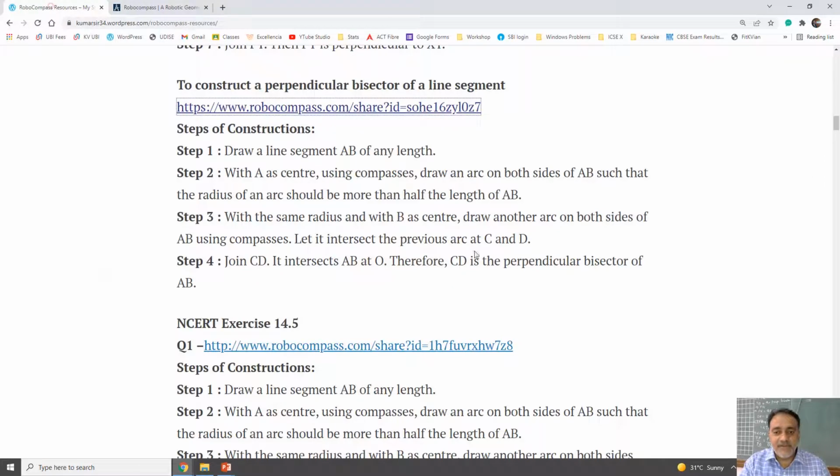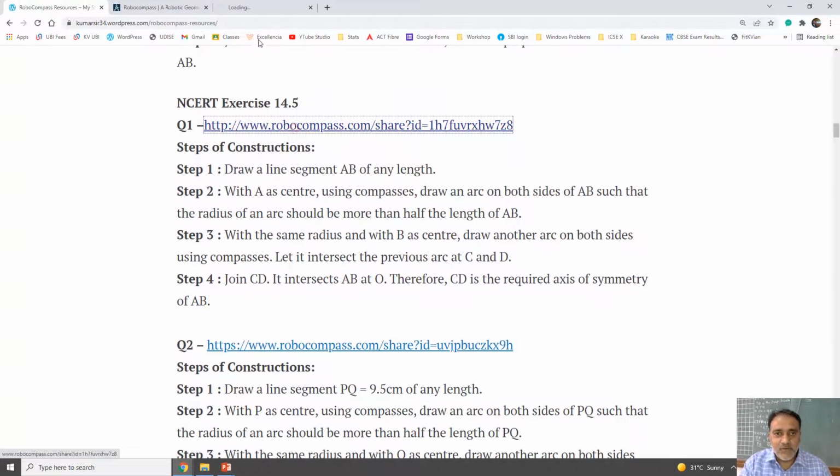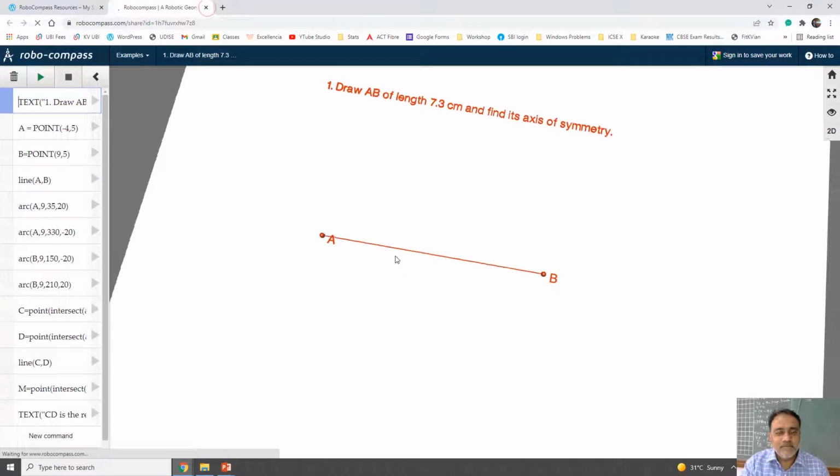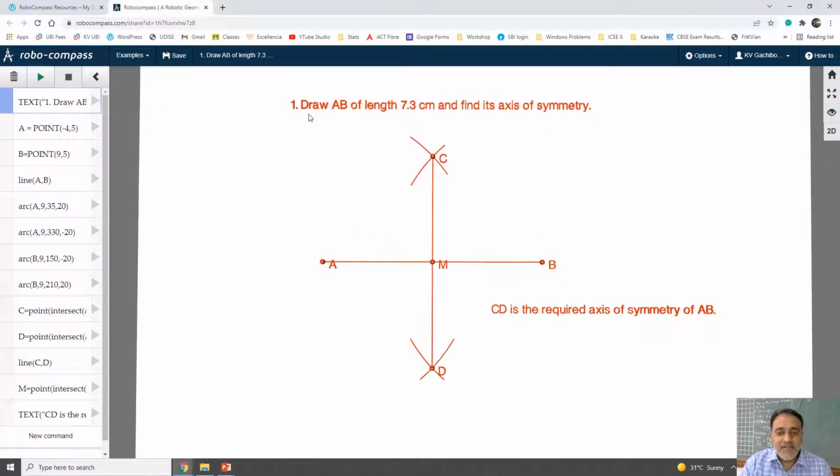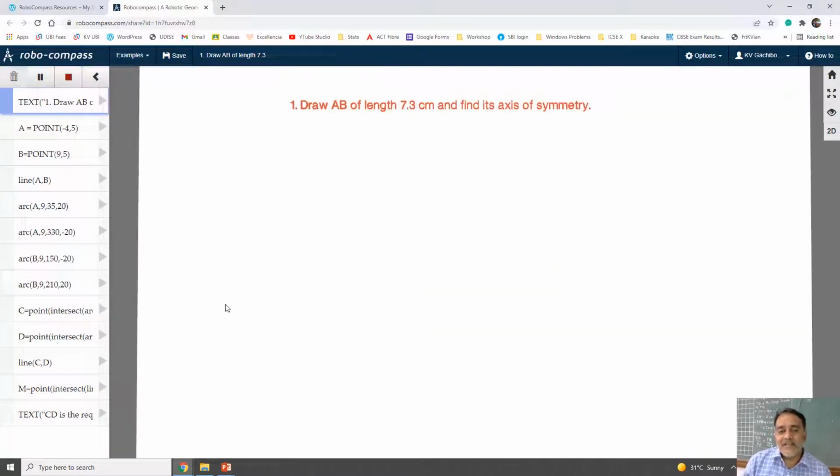So let us start with the first question of exercise 14.5. Question है, draw AB of length 7.3 centimeter and find its axis of symmetry. Axis of symmetry is nothing but it is a perpendicular bisector. ठीक है, ये दूसरे तरीके से क्वेश्चन पूछा है. So let us start with the first step. We will draw a line segment AB of length 7.3 centimeter using ruler. ठीक है, पॉइंट A और पॉइंट B ले रहे हैं, पॉइंट A, पॉइंट B. Now we are going to join these 2 points using ruler.